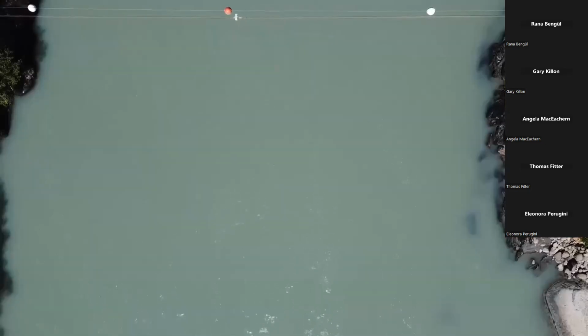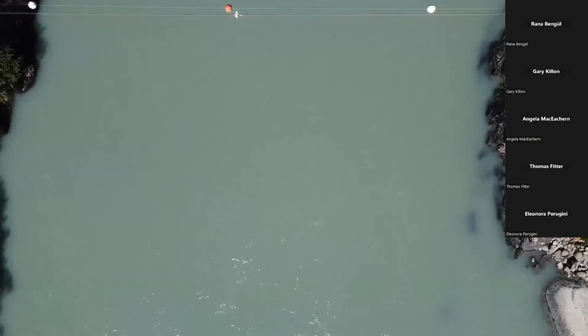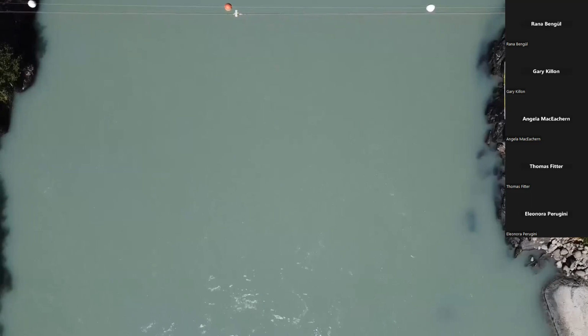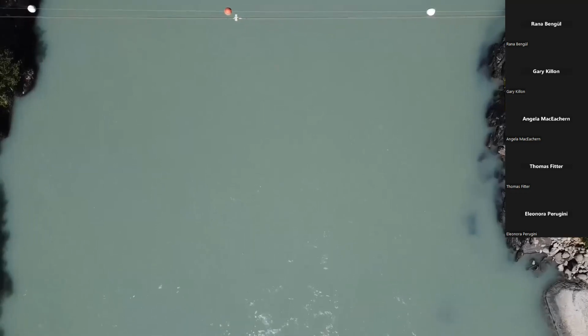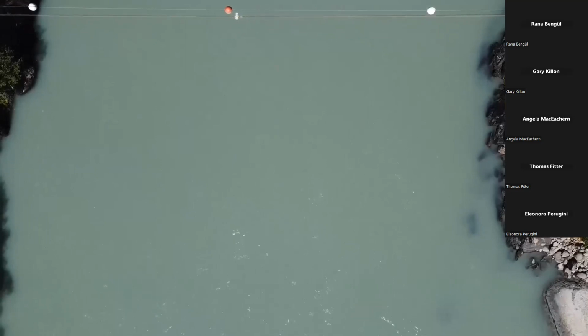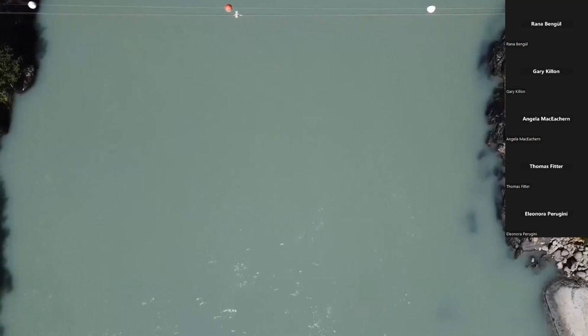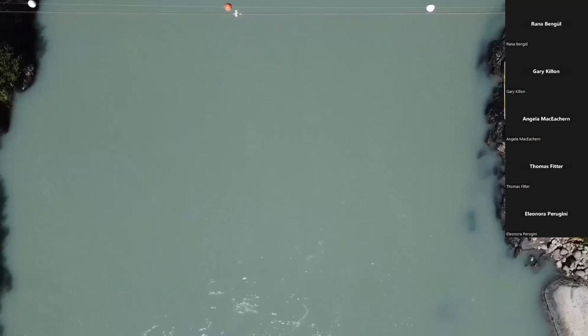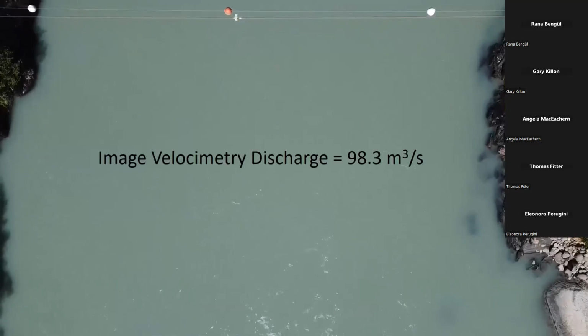Another video was taken about a month later. This is what it looks like. All the same instruments were used, but the cross-section and velocity profile weren't used for the purpose of image velocimetry. The ones from the previous visit had been used. So kind of like a blind measurement, only using the video to do the measurement.